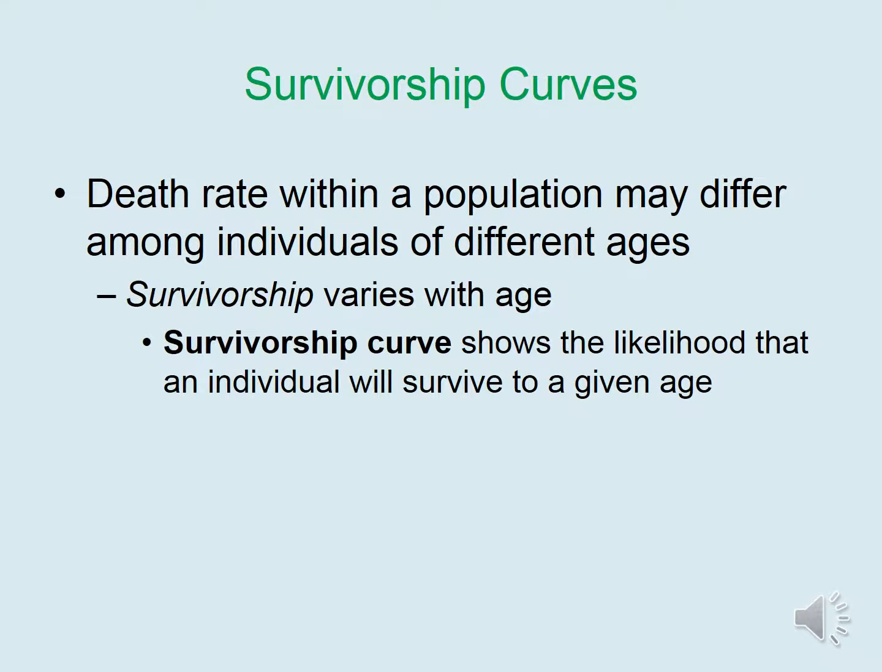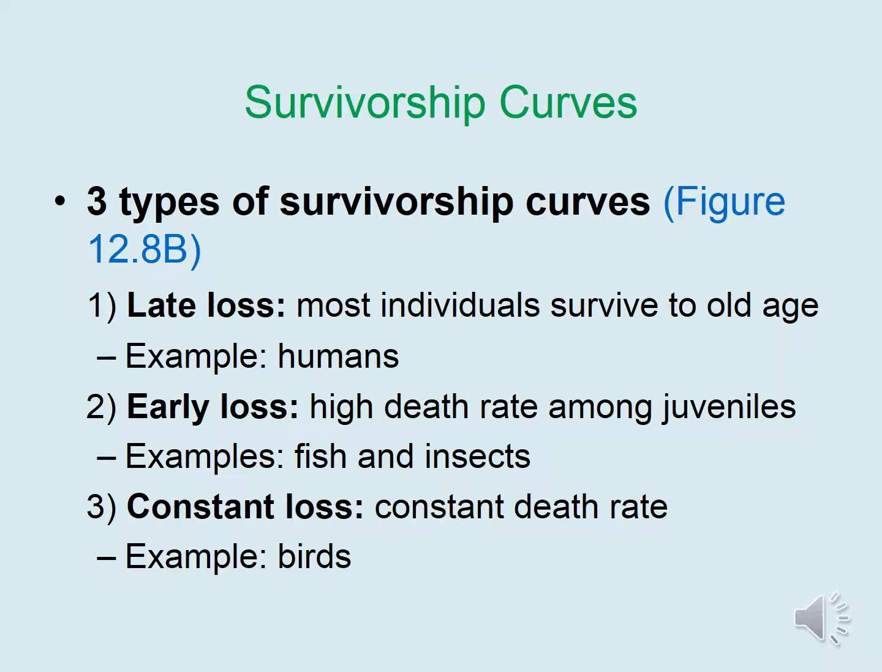As we know, the death rate of a population has a profound effect on how rapidly the population can grow. However, the death rate within a population may differ among individuals of different ages. What this means is that the survivorship varies with age. We can use a survivorship curve that shows the likelihood that an individual will survive to a given age. There are three types of survivorship curves known as late loss, early loss, and constant loss.